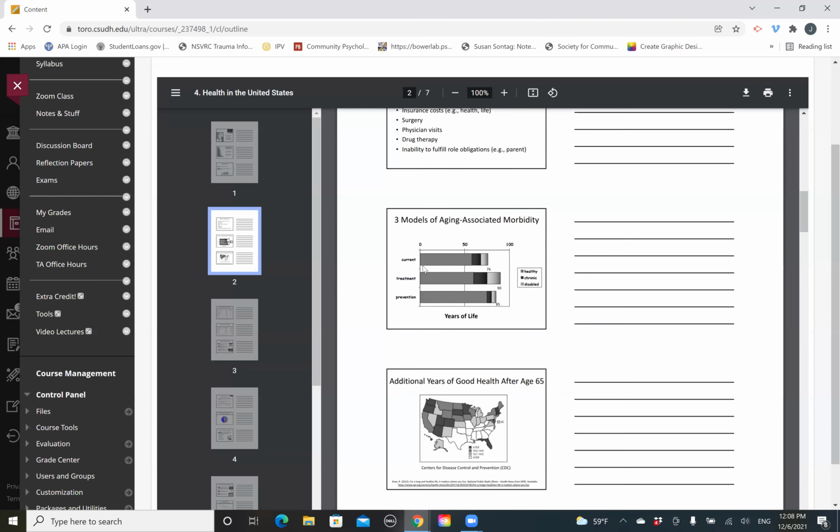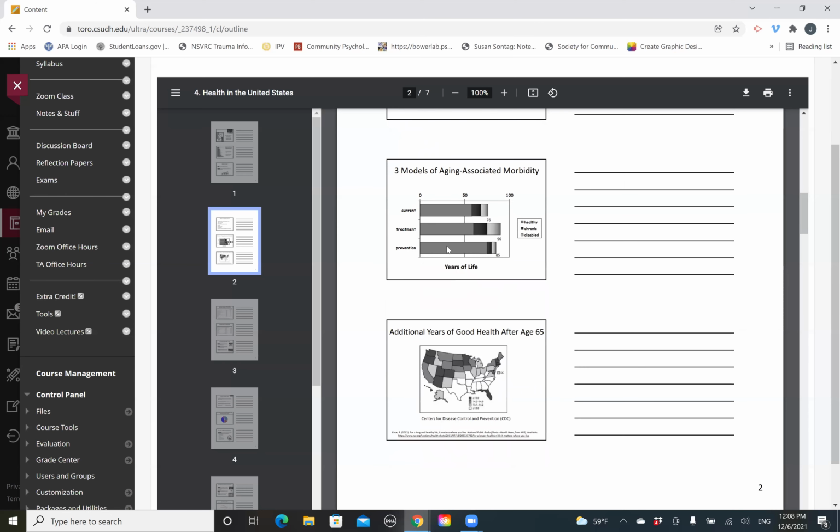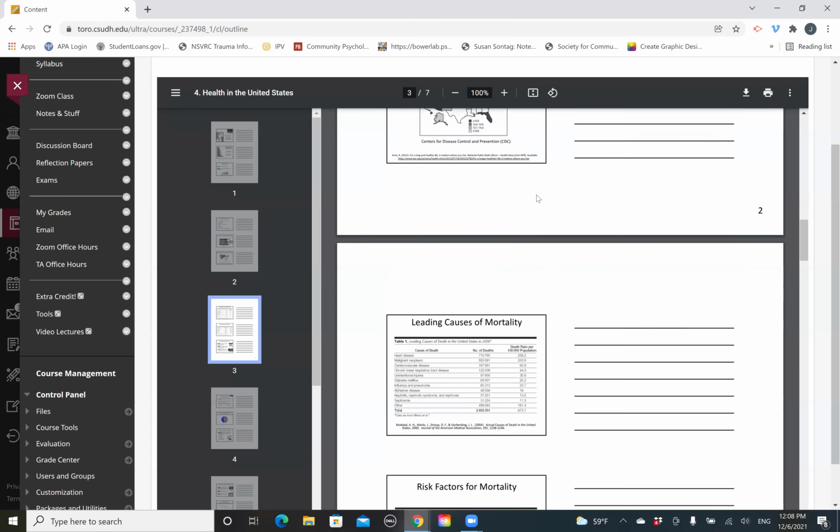So you can kind of see how the idea with preventative medicine would be that it might not mean that you live longer than the treatment, right? But the quality of life and the years of healthy life are much, much longer. And instead of hitting chronic illness at 60, you're almost 80 years old. And so that's what they're looking at with preventative medicine. So additional years of good health after age 65.